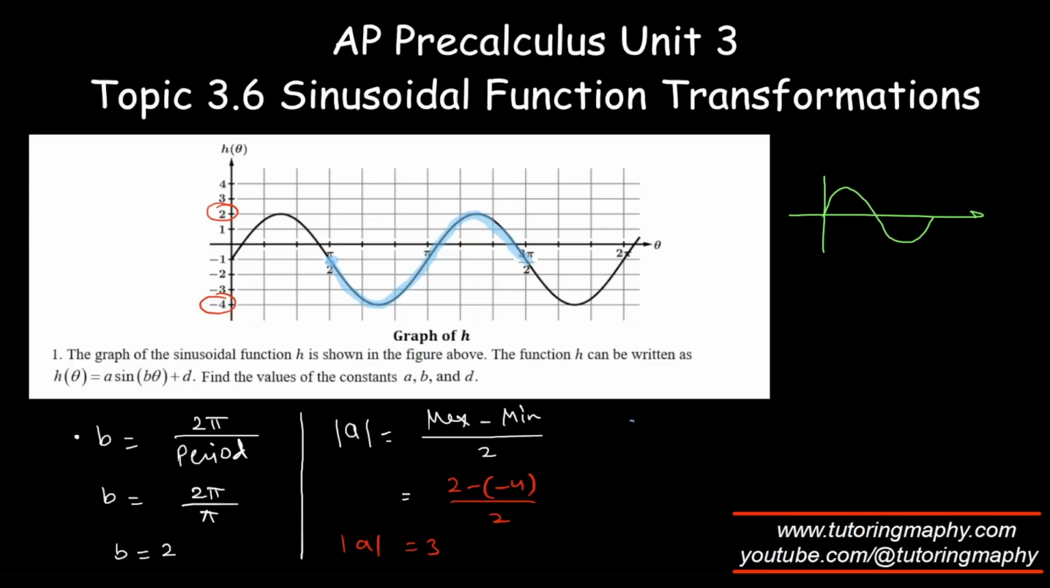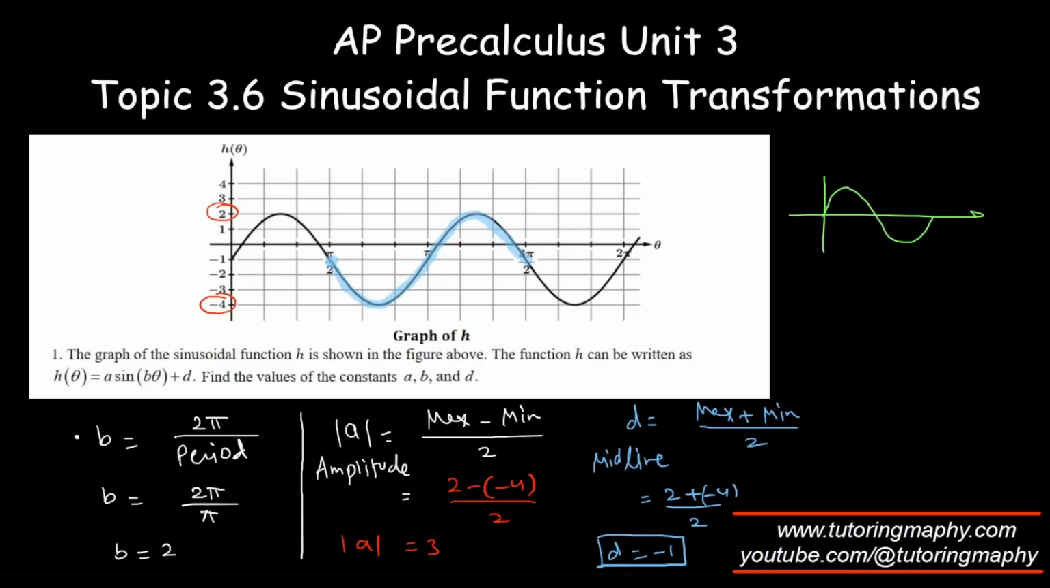And likewise, D is going to be the midline, because A is the amplitude, right? And we already know the formula for the amplitude. That's what I just used. And D is the midline. And for midline, the formula is maximum plus minimum divided by 2. The maximum is 2, minimum is -4, divided by 2, so that's -1.